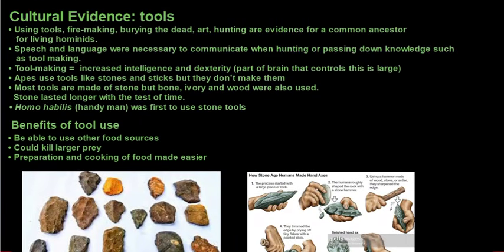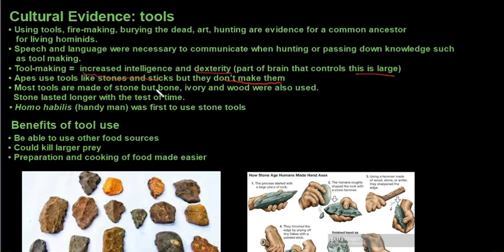And then lastly, we're looking at cultural evidence, specifically tools here. So the use of tools, fire making, burying the dead, art, and hunting are all evidence for a common ancestor for living hominids. Now, speech and language were necessary to communicate when hunting or passing down knowledge, such as tool making. So with tool making, you got an increased intelligence and dexterity, and the part of the brain that controls this is quite large. Now, apes use tools like stones and sticks, but very important is they do not make them. Yes, they use them, but they do not make them.